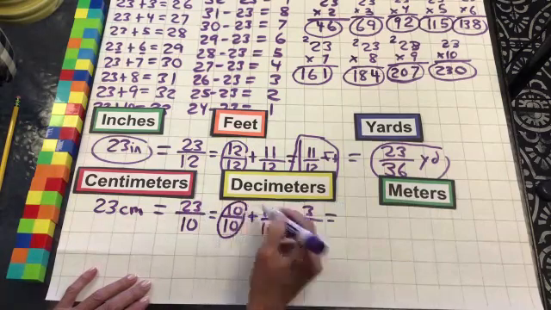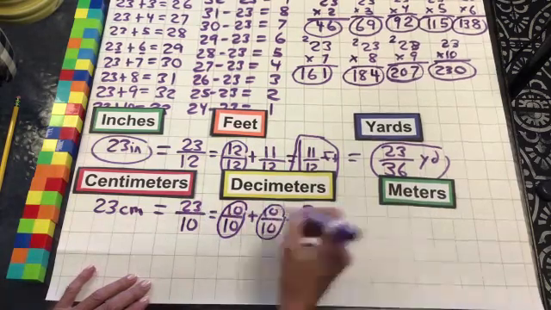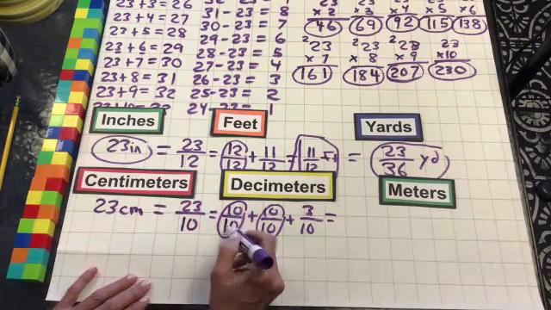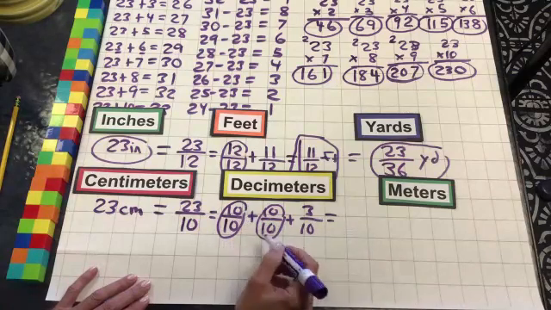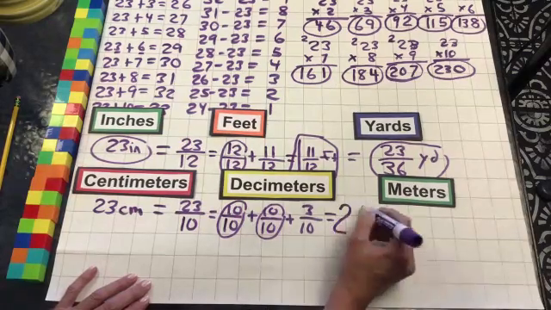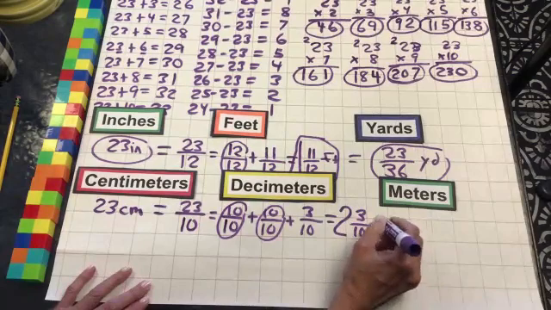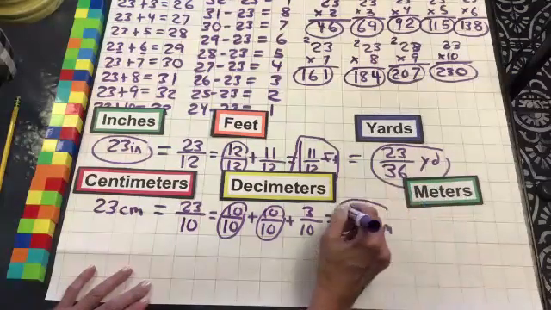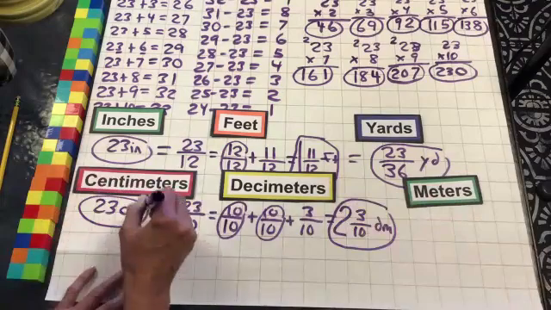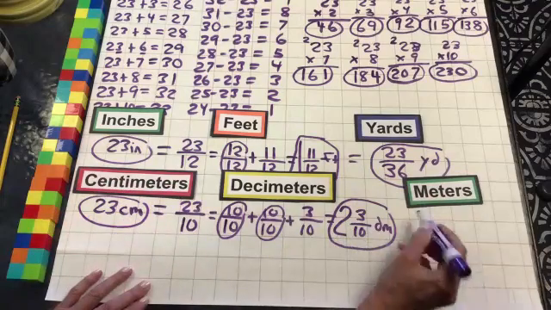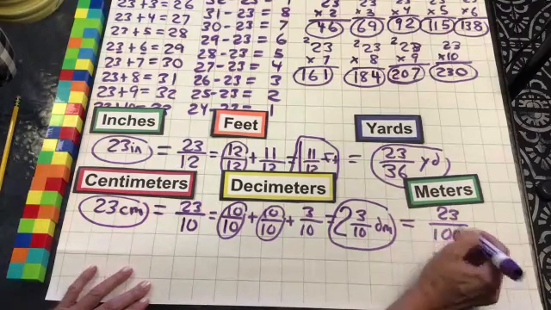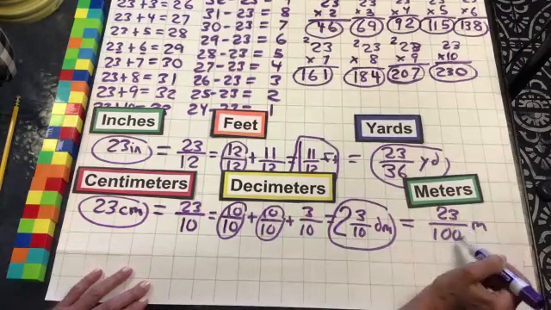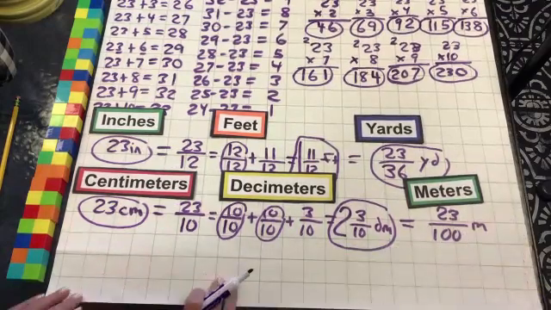So let's see how many decimeters we have. 1, 2, because the same number over a number, the numerator being the same as the denominator, makes that 1 whole. So 10 out of 10 means we have everything. So we have 2 whole with 3/10 decimeter. So we know that 23 centimeters is the same as 2 3/10 decimeters, which is the same as 23 out of 100 meters. So we only have part of a meter, 23 hundredths of a meter. And there you have it.